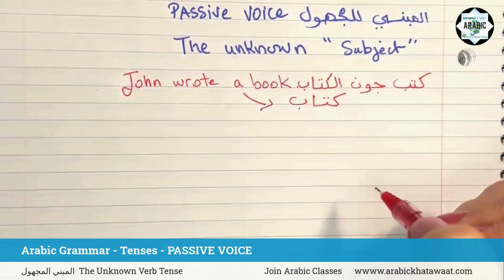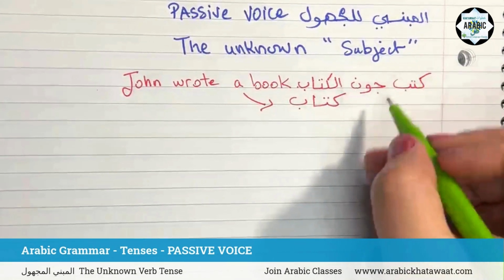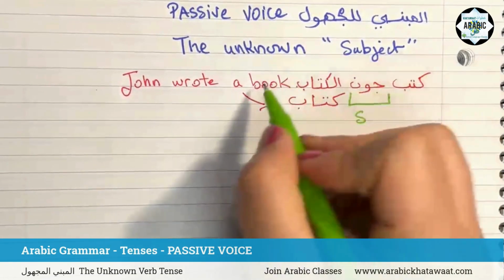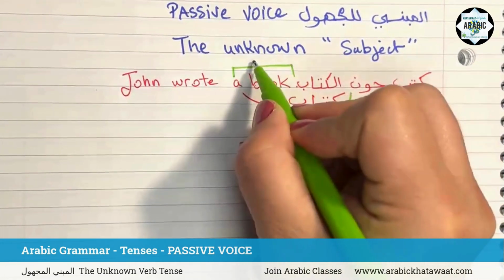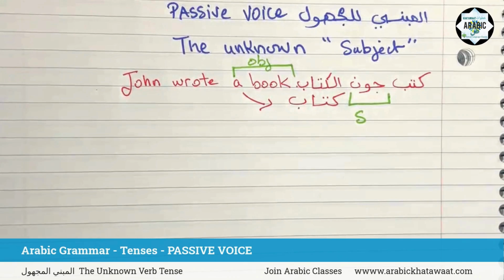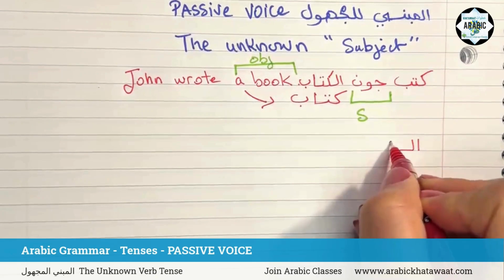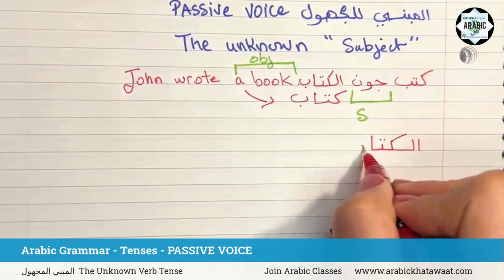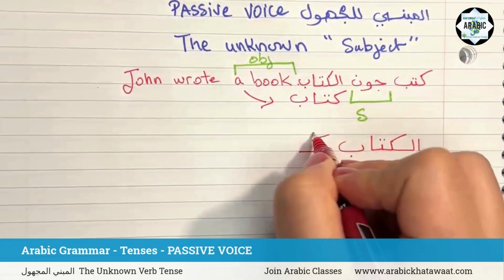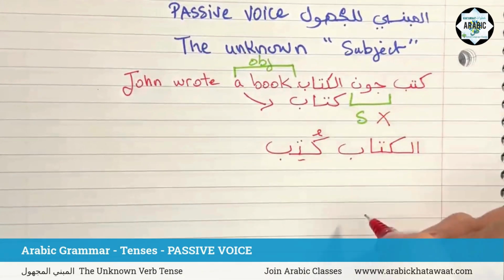If I'd like to take John away, John would be the subject over here, and then book would be the object. So I'll just use them here as my example. I'll say, for example, al-kitab. I'll use the object first, and I would say kutiba. In this example, I took away John. I do not have it.